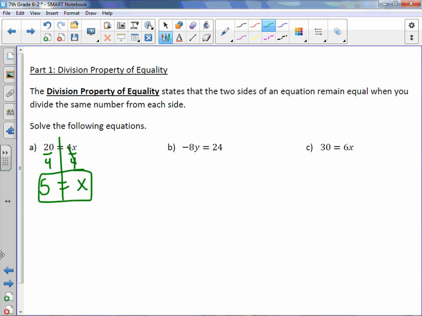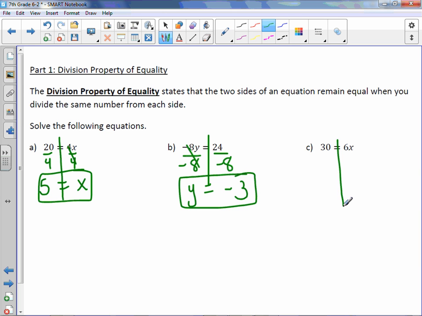Letter B, negative 8y equals 24. This time we have a negative 8 attached to the y by multiplication, so we are dividing by negative 8. Divide by that whole number there. So we would get y equals, remember, a positive divided by a negative is a negative. So y equals negative, and 24 divided by 8 is 3. So y equals negative 3.